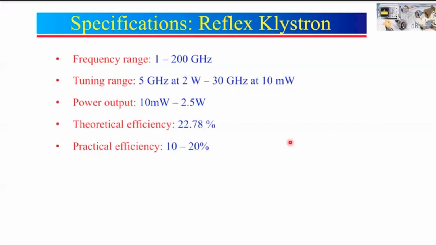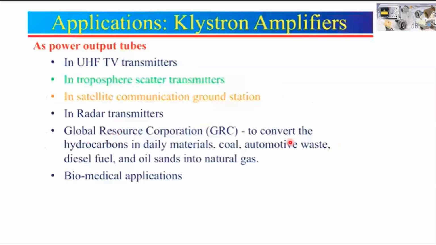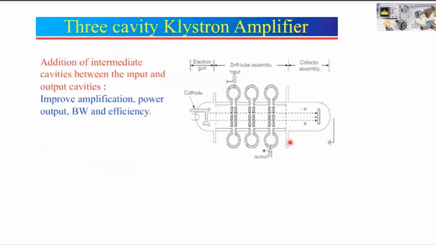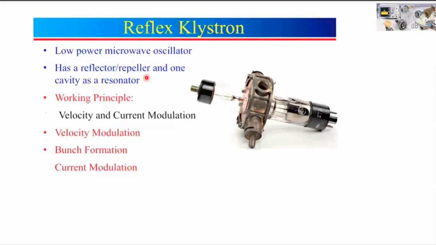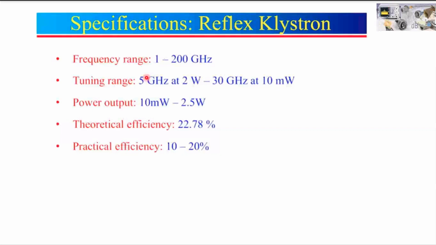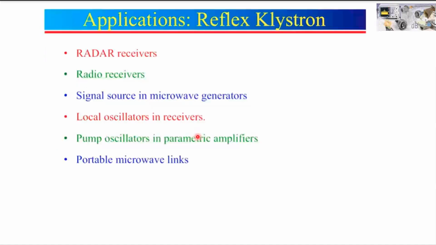Theoretical efficiency is reduced, since only one cavity is there, obviously it will have reduced efficiency, around 22.78%, whereas in case of your two cavity klystron it was around 40%. So in case of your reflex klystron, you have an efficiency around 22.78%. So this is how we deal with this particular tube at microwave frequency.